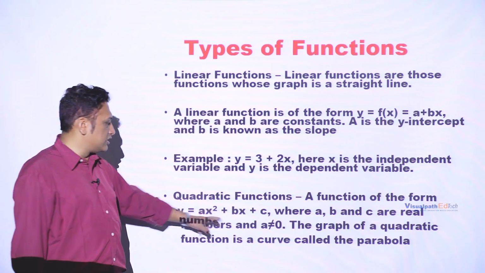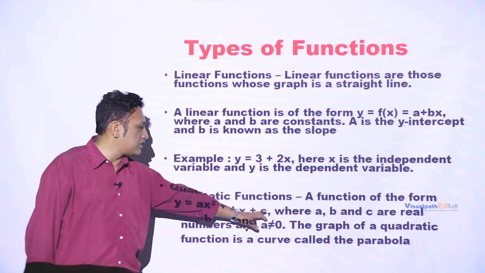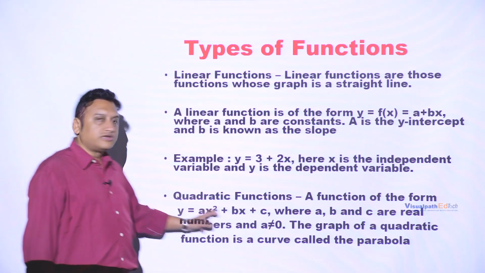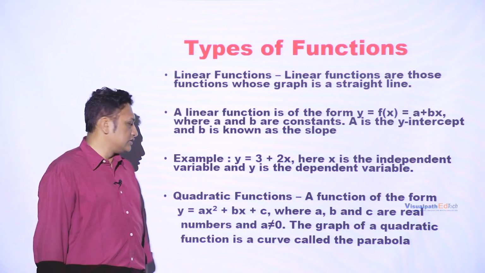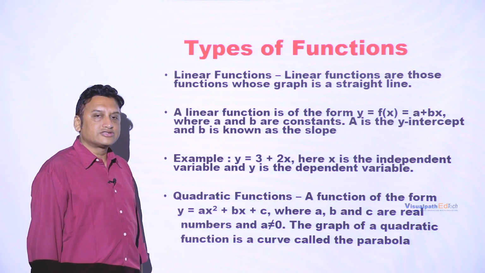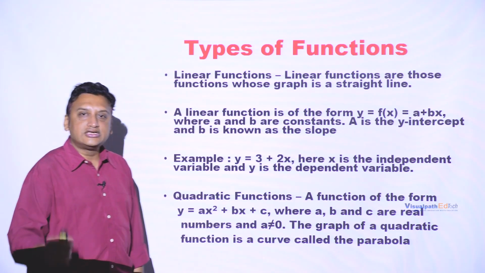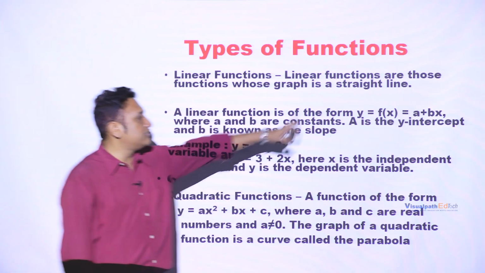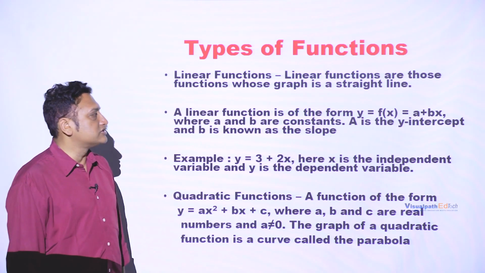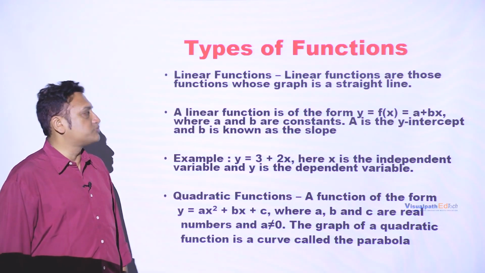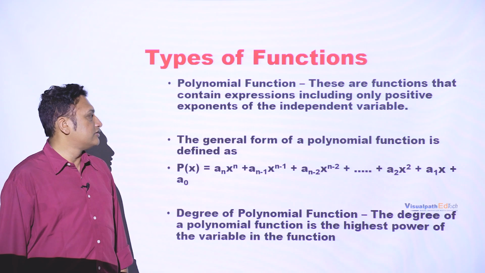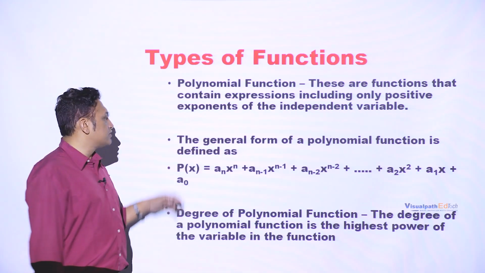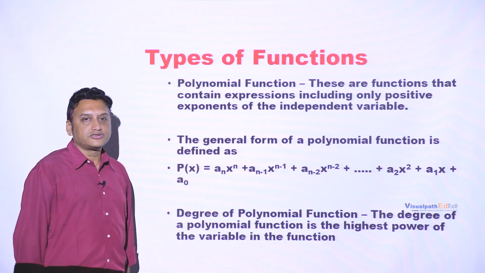X's power is 2 here, x's power is 1 here, and x's power is 0 here. No x means x to the power 0. So, the powers of the independent variable have positive integral values and therefore, it is a polynomial function. Even your linear function is also a polynomial function because the exponent of x is 1. Okay. So, the general form of a polynomial function is defined as follows.